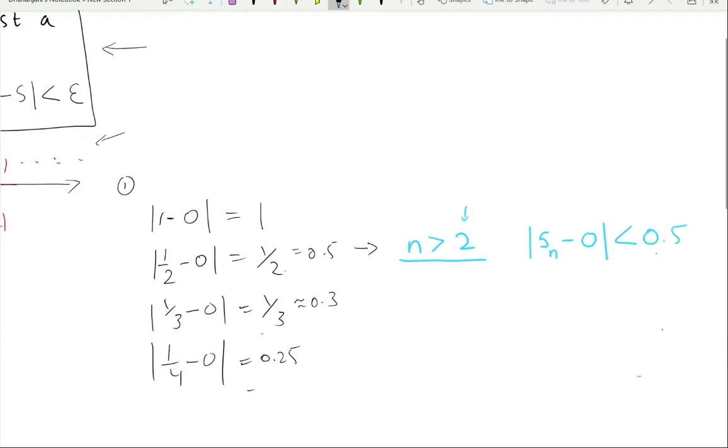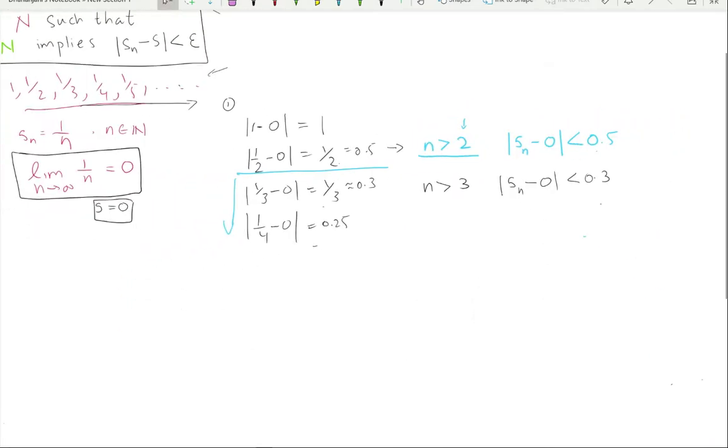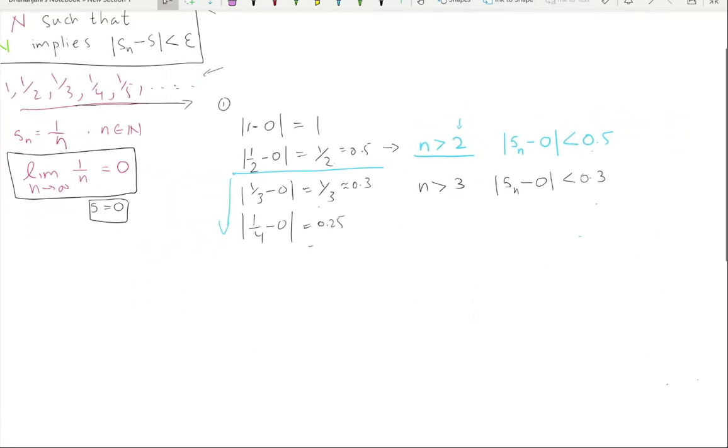Do you agree? This is the second position, so let's put a boundary there. After the second position, you can see the distance between the terms of the sequence and the limit is guaranteed to be less than 0.5. Now I can do the same for the third position. After the third position, for every position, the distance between the terms of the sequence and the limit is guaranteed to be less than 0.3. Now, that's an interesting relationship, right?